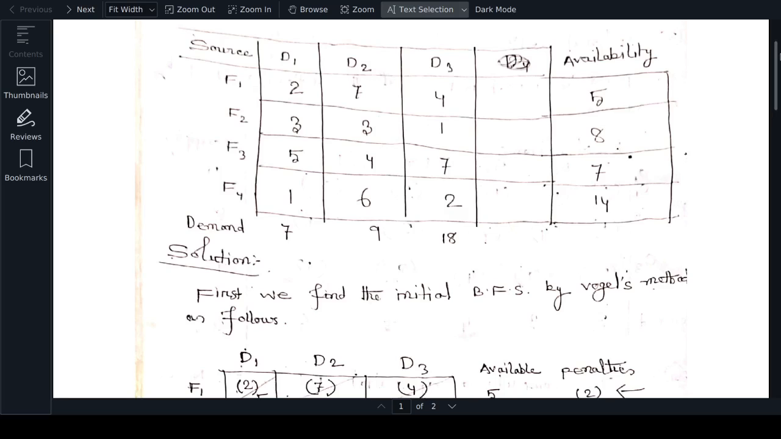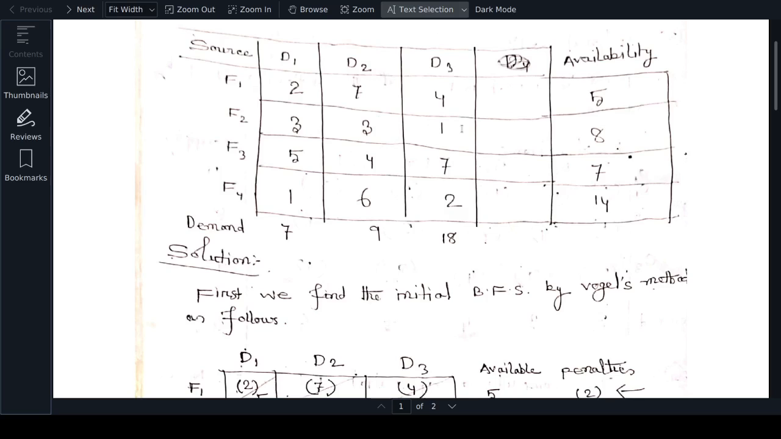Okay, so here you see, all of you see how to check whether the transportation problem is a balanced or an unbalanced transportation problem. Check here: what are the availabilities? The availabilities are 5, then 8, then 7, then 14. You sum these: 5 plus 8 is 13, plus 7 is 20, plus 14 is 34, right? So in availability, the total is 34.